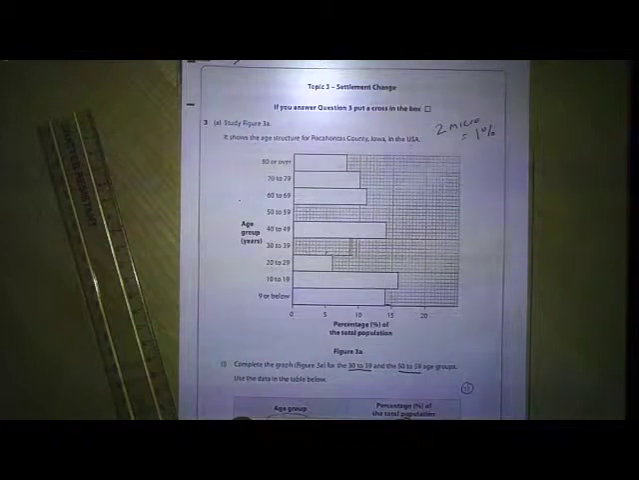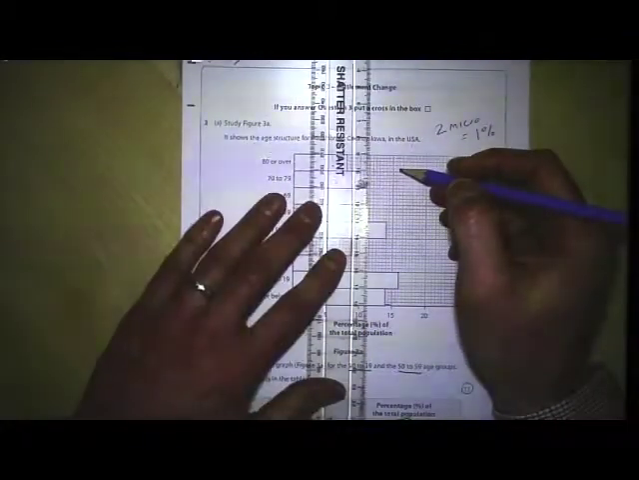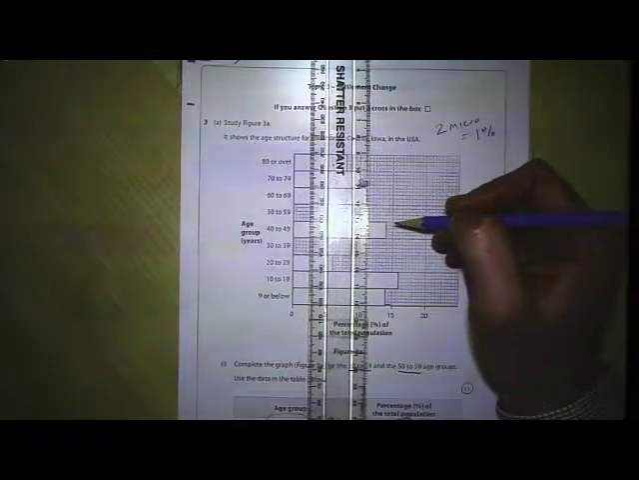If we look at the 50 to 59, it's 12. So again, we go along accurately until we get to 12 and we accurately mark on with our ruler. Okay, if we don't mark that accurately, we will be losing those marks. Well, let's turn over to the next question then.